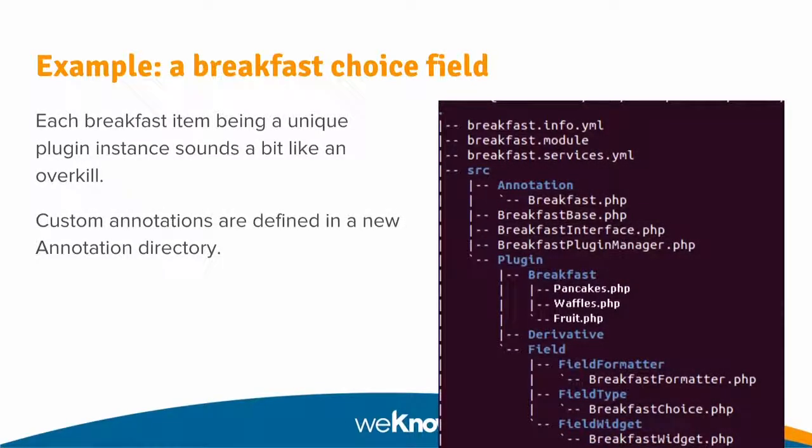Since each breakfast item is unique, we're going to have 3. Each one of the options is going to be its own little plugin, right? Because later on it's going to have information about the images for each one of those items. It's going to have the price for each one of those items. Like we saw before, we have this breakfast folder, and underneath we have each one of the 3 classes, right?